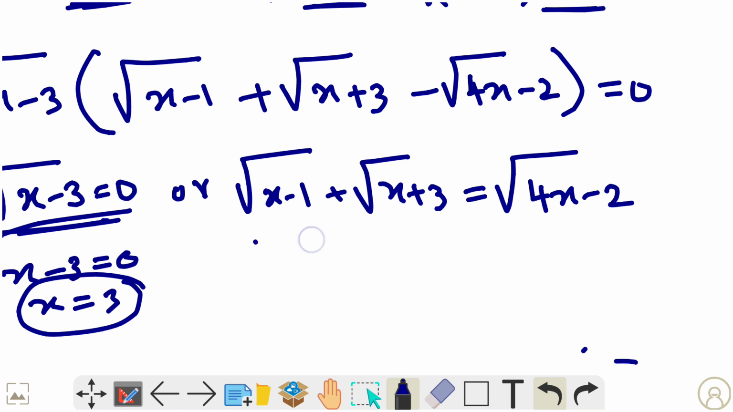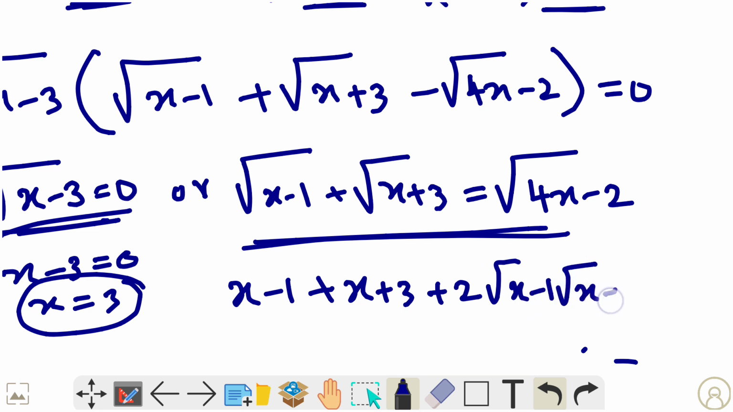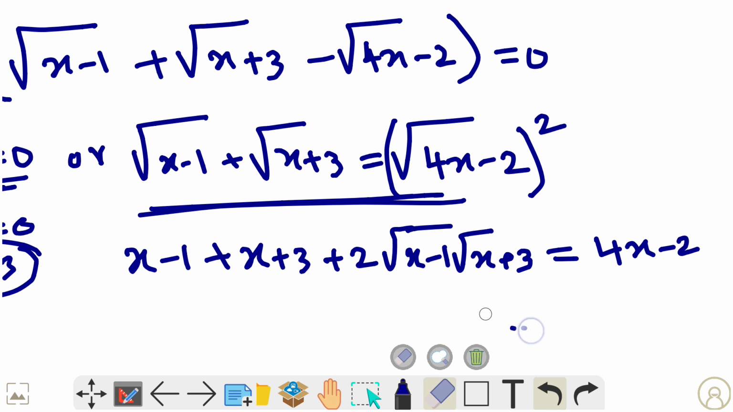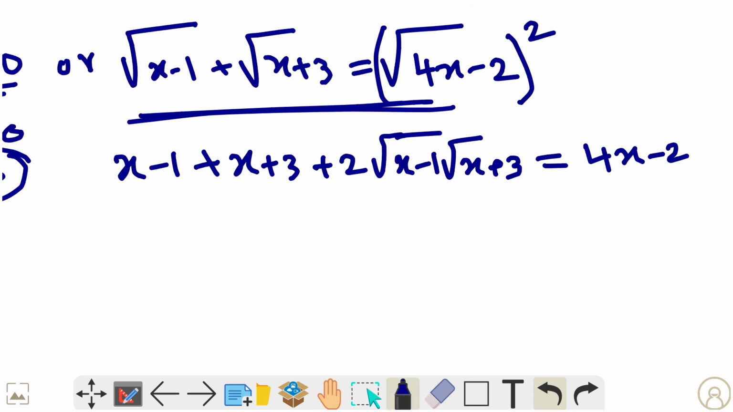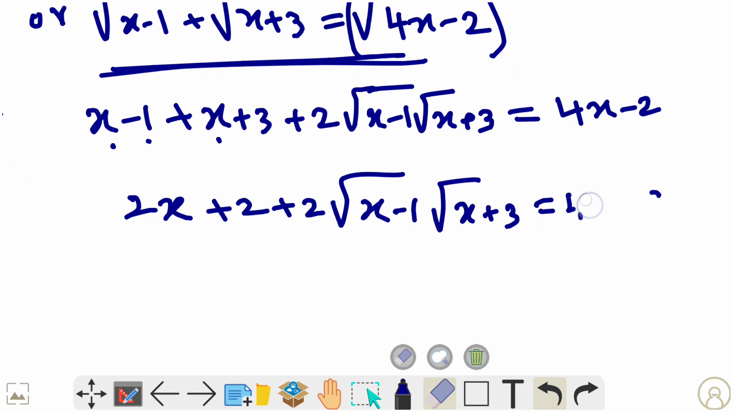Next, coming to here, taking square on both sides, you will get x minus 1, because square and root will cancel each other, and here also plus 2ab, because this is the a plus b whole square formula, a square plus b square plus 2ab. Also on the other side, taking square on both sides, here 4x minus 2. Okay, so just add this: 2x minus 1 plus 3 plus 2 into square root of x minus 1 into square root of x plus 3, which is equal to 4x minus 2.